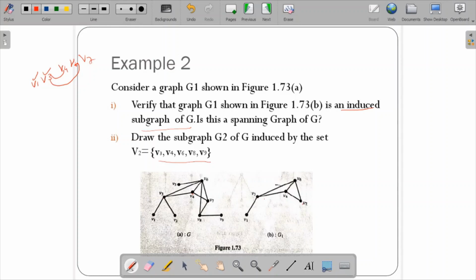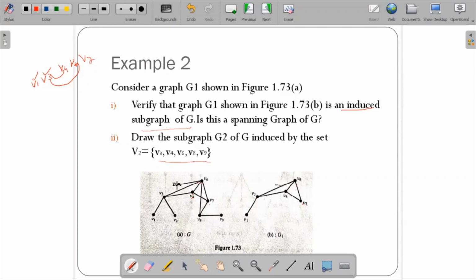Going to v6: v6 to v3, v6 to v4, v6 to v7, yes. There is also an edge to v5, but he has not mentioned that vertex. For whatever vertices he has mentioned, we are checking whether the corresponding edges are there or not. Finally v7: v7 to v6 is there, v7 to v4 is there. So this is an induced subgraph. Is this a spanning graph of G? No, it is not spanning, because not all the vertices are present.